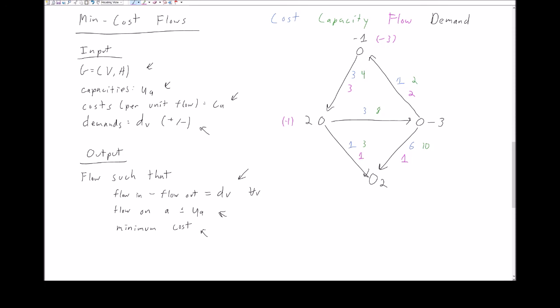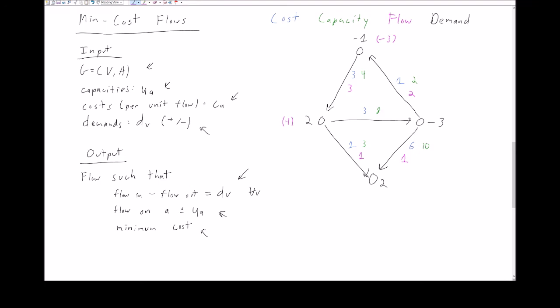When we look at our bottom node, we see that it has a demand of 2 and a total flow into it of 2, and so the demand is satisfied at this node. If we look at all of the nodes together, we see that the total demand is satisfied at each one of the nodes. That is, the sum of the flow in, flow out, and the demand at that node is equal to 0.